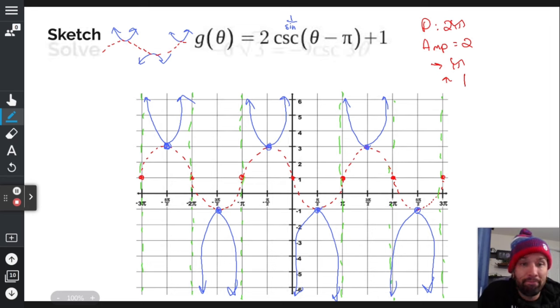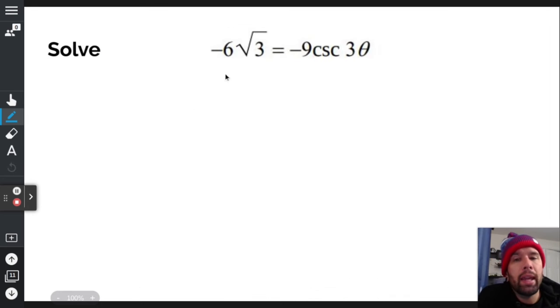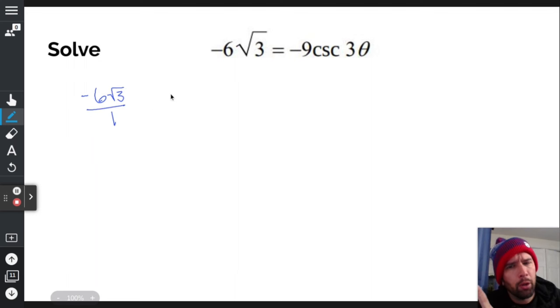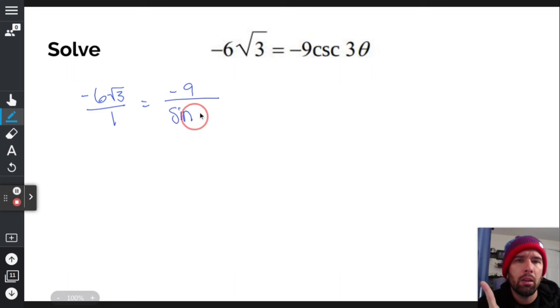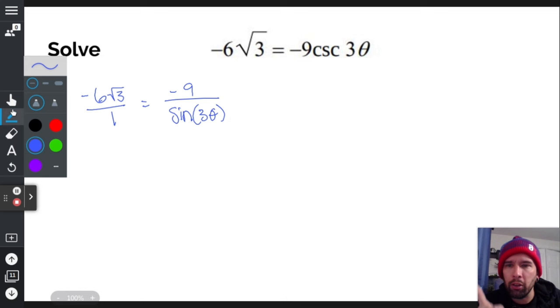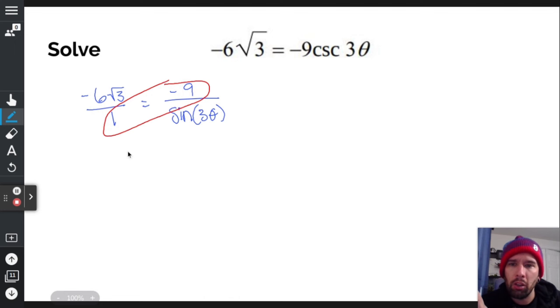All right. Fun. All right. Solve: negative 6 root 3 equals negative 9 cosecant 3 theta. I don't like cosecant. I'm going to write it out as sine. So I'm going to write this out as negative 6 root 3, let me do this over 1, you'll see why I'm doing this, although it's not a necessary step, equals negative 9 over sine 3 theta. Now that I wrote it out as a proportion, I can treat it as a proportion. So I'm going to multiply you to each other, crisscross applesauce.